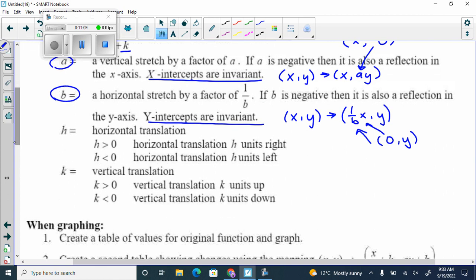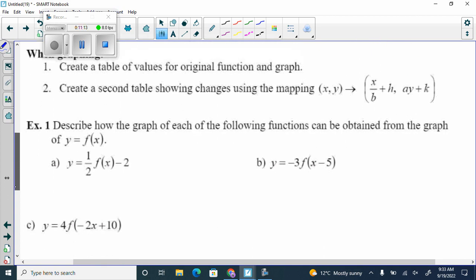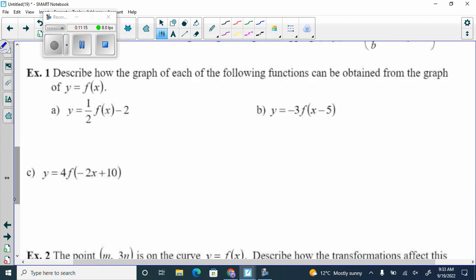And then you have your horizontal and vertical translation. So this is just a little summary. So we're going to go down here. Describe how the graph of each of the following functions can be obtained from y equals f of x. So I want you to give me the transformations, and what else am I going to make you do? Mapping, because why not? That's what I say. You say why, I say why not. ABC, transformations and mapping. Try it out.